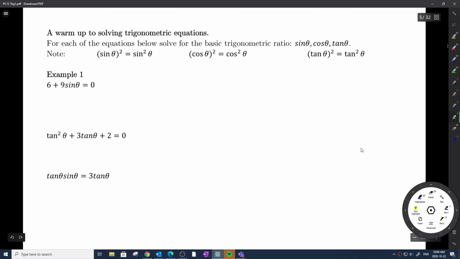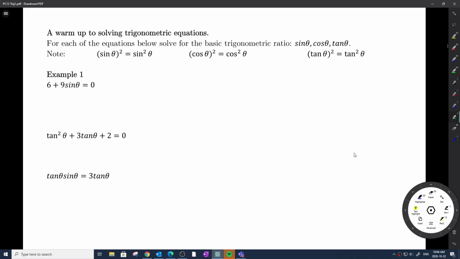All right, so this is just a warm-up to trigonometric equations. We're not going to do anything major here. However, we sort of have to do some training to train our brain to see things sometimes. So, for each of the equations below, solve for the basic trigonometric ratio: sine theta, cosine theta, and tangent theta.